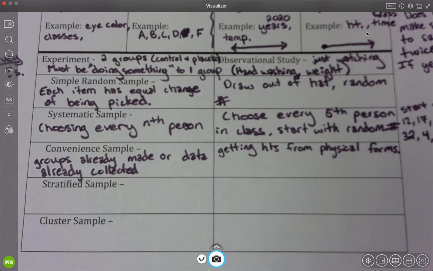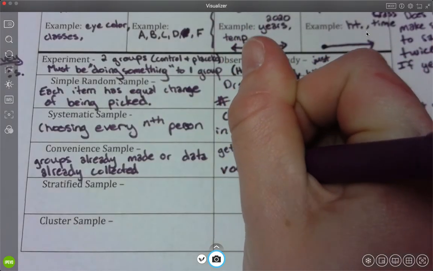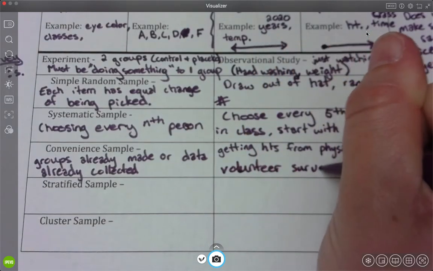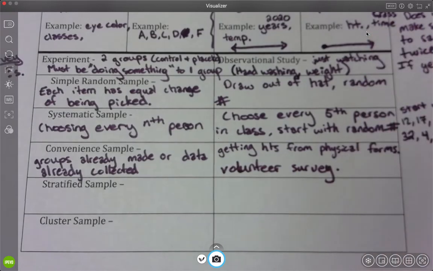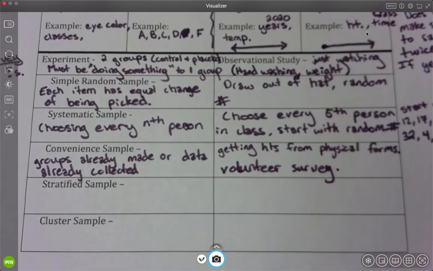Otherwise, I could do a volunteer survey, where I post it online or something like that, and students voluntarily can give me their opinion. So those are all examples of convenience samples.